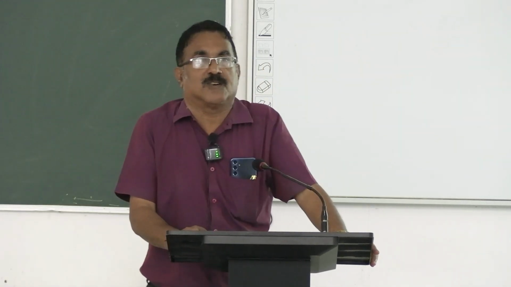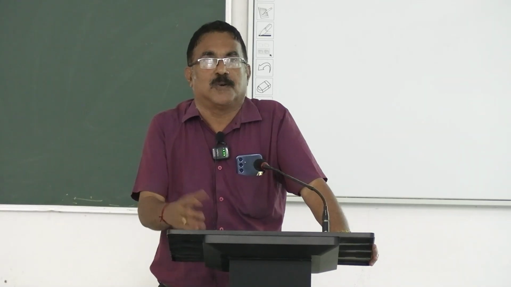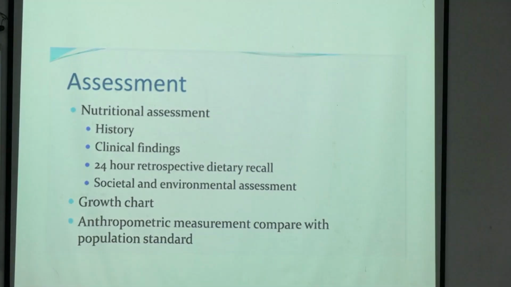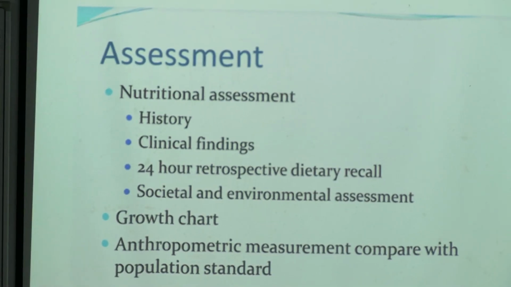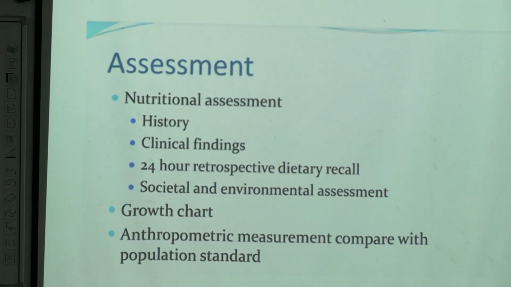So how do you assess Kwashiorkor and Marasmus when you get a case of protein energy malnutrition? First, do a nutritional assessment. You take the history, take the clinical findings and try to get a 24-hour retrospective dietary recall. It's not very easy. If the child is breastfed, it becomes easy, but otherwise, the mother should be able to say what food the child had in the past 24 hours. Then a societal and environmental assessment. What sort of society is this person staying in? What about the family, the local people, the area, etc. Then the growth chart and anthropometric measurements, compared with the population standards. The growth chart is another important thing which I'll be discussing shortly.